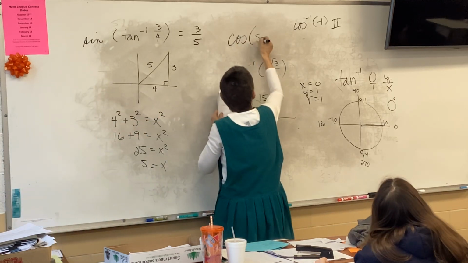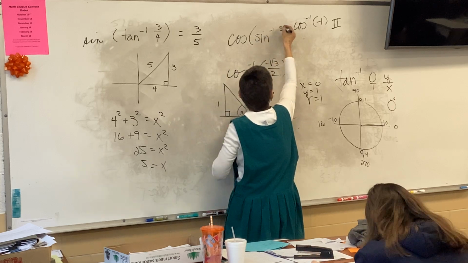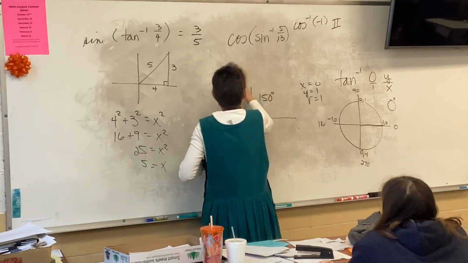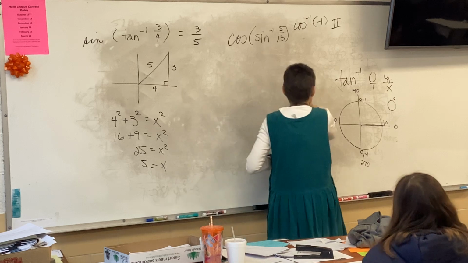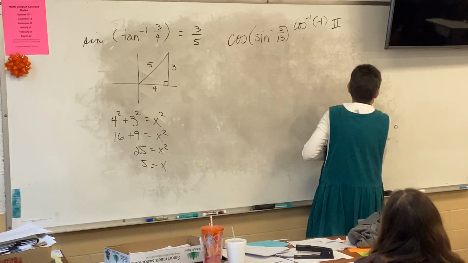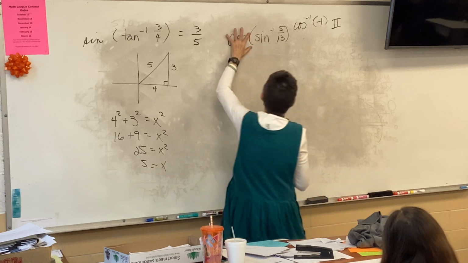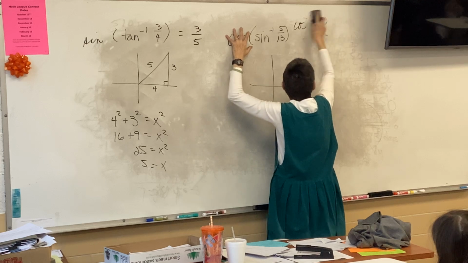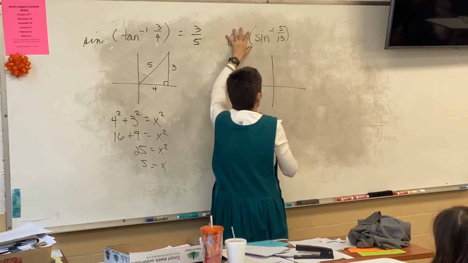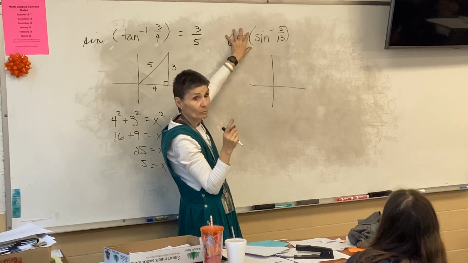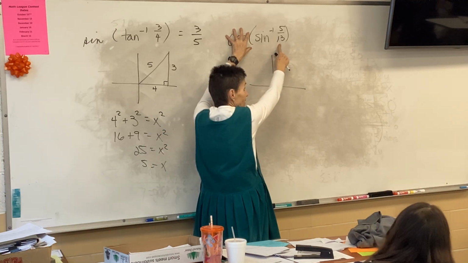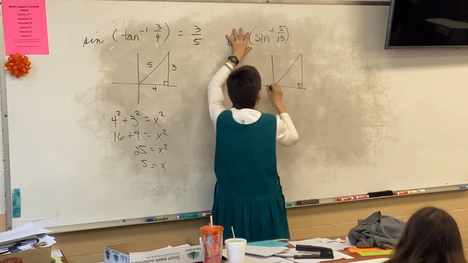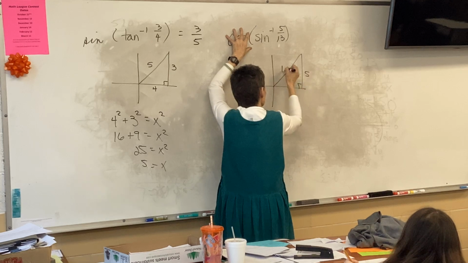Find the cosine of the angle whose sine is 5/13. All right, so what do I do first? Cover that up and draw a picture. Which quadrant will it be in? 1. How do I know it's in quadrant 1? Because that is a positive number. So here I am in quadrant 1. The sine is 5/13.